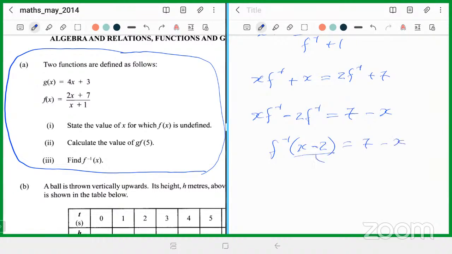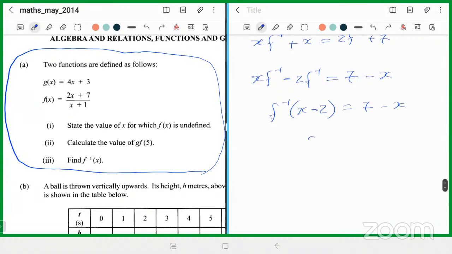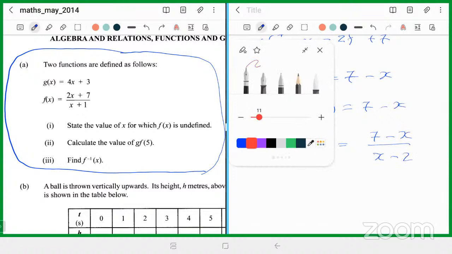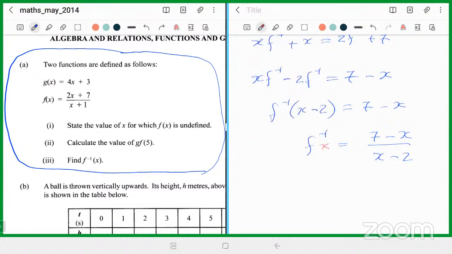We need to divide by this under here. And so we get f to the minus 1 equals 7 minus x over x minus 2. And this is f to the minus 1 of x. That is our answer right there. And we are done. Very good. Yes, sir.